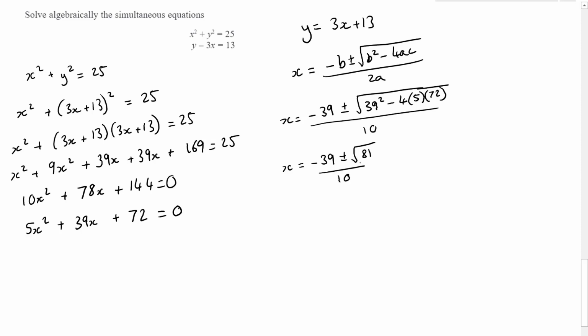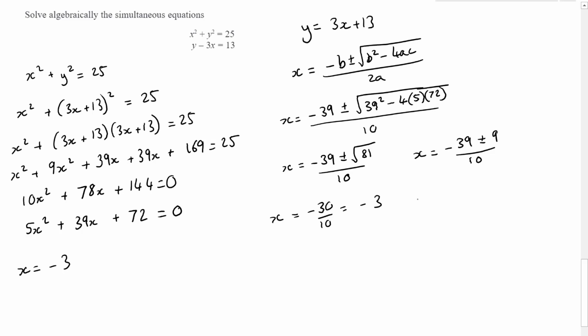Now this square root of 81 is actually a whole number. We could write this as x is equal to minus 39 plus or minus 9 over 10. And so this is going to give us our two solutions. If we take a plus sign in here, it becomes x is equal to minus 30 over 10, which is basically going to be equal to minus 3. So let's write over here, x is equal to minus 3 is one of our solutions.